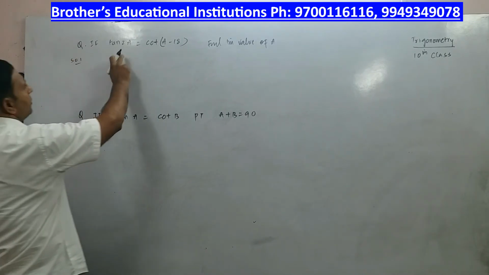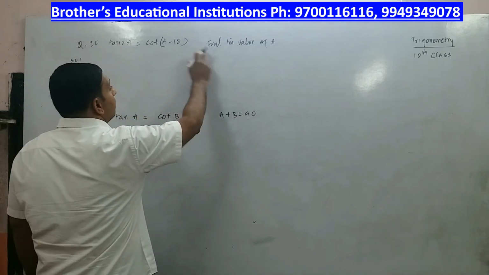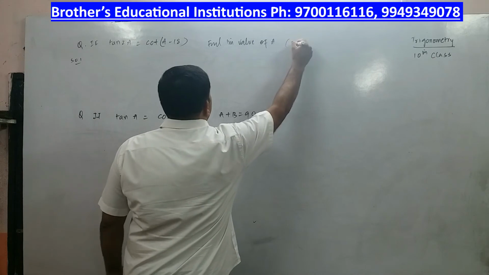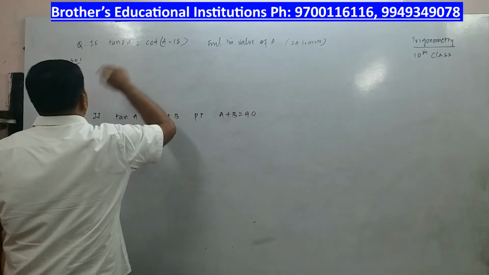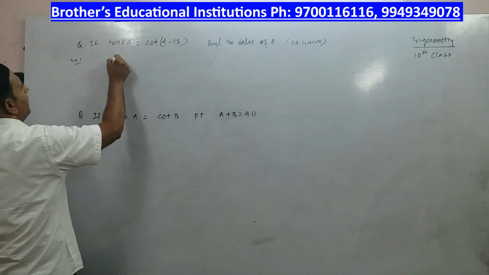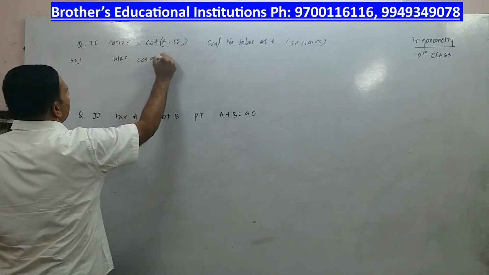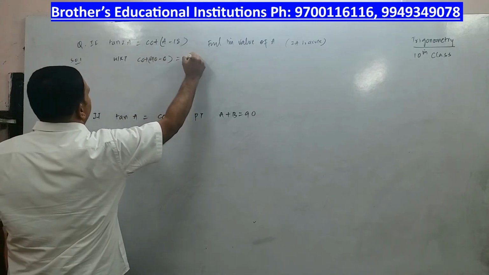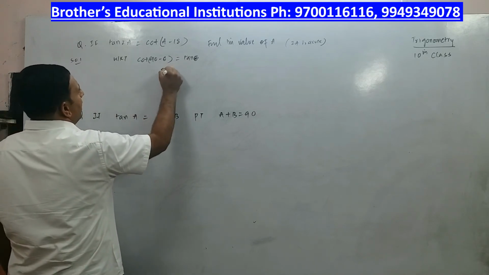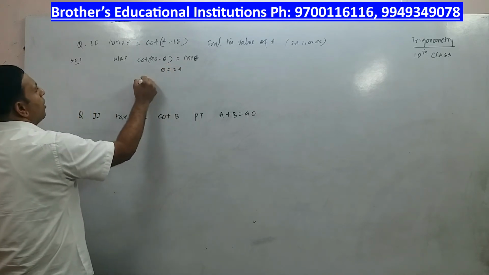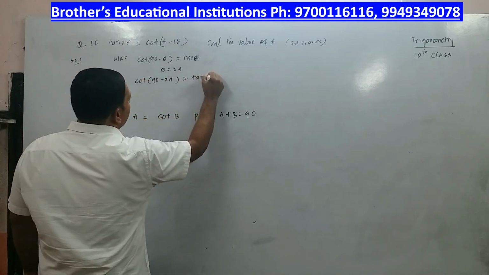Yes, beautiful question. If tan 2a is equal to cot of a minus 18, find the value of a, where 2a is an acute angle. It should be mentioned that 2a is acute. So what am I going to do? Very simple. We know that cot of 90 minus theta is equal to tan theta. So if I put theta equal to 2a, what will happen? Cot of 90 minus 2a is equal to tan 2a.